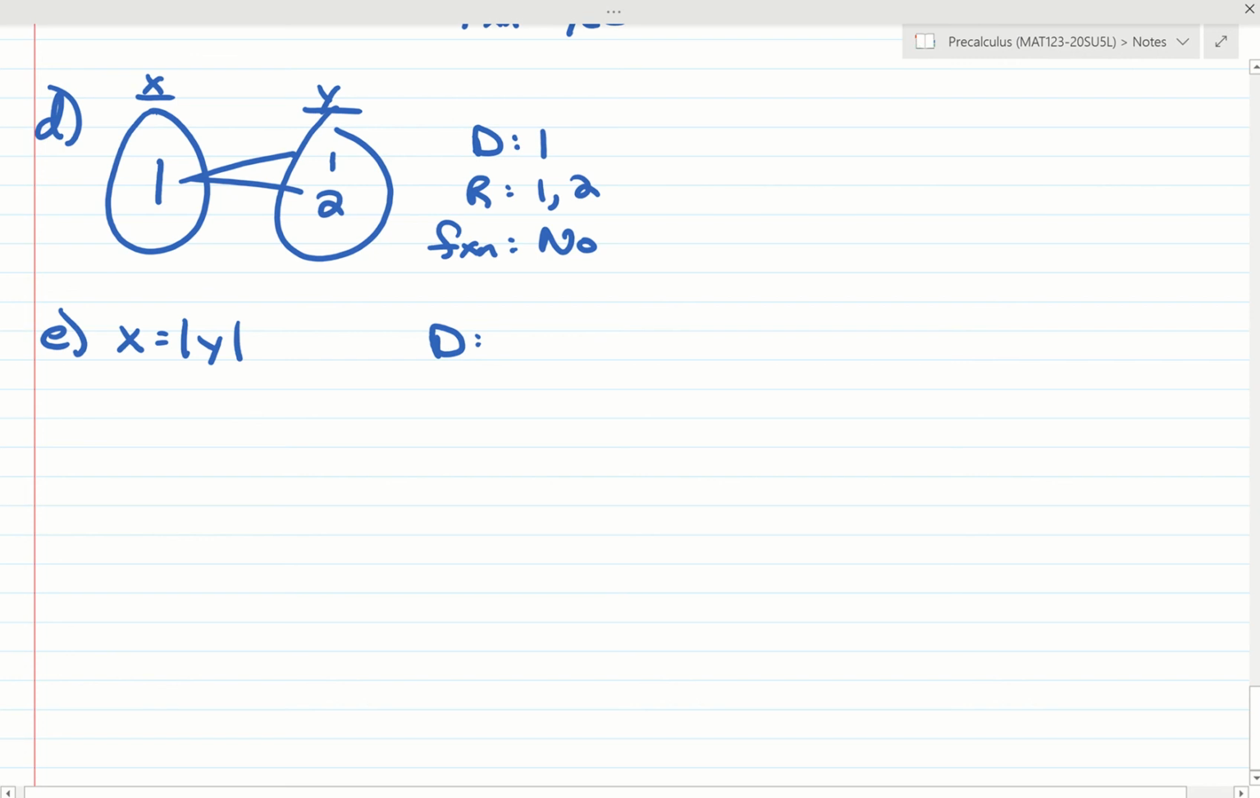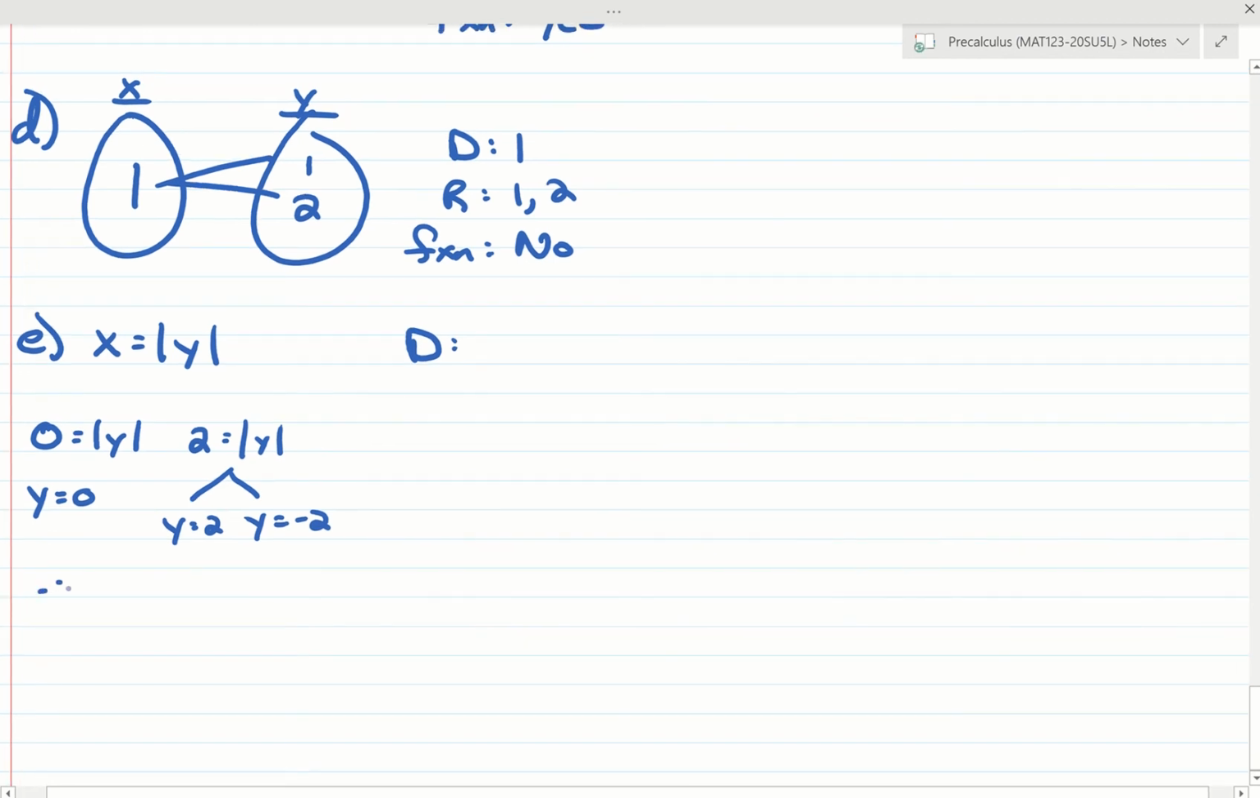Could x be 0? Yeah, if x was 0, y would equal 0. Could x be 2? Yeah, I mean, the absolute value of y is equal to 2 means that y could equal 2 or y could equal negative 2. Could x be negative 2? Well, absolute value can't be negative, so it looks like the domain would be any number that's greater than or equal to 0.